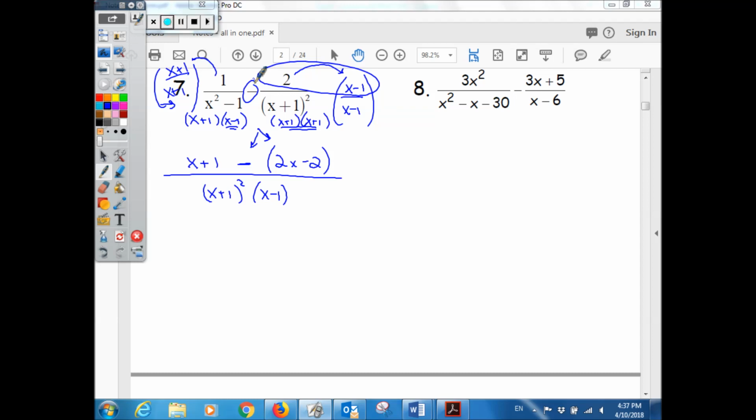Alright, so now, just like we did on the last problem, I'm going to simplify the numerator. So x minus 2x is a negative x. 1 minus a negative 2 is positive 3. And now when I look at the numerator, all I've got is a negative x plus 3, which does not cancel with any of the factors that are in the denominator. So that's as far as I can go.